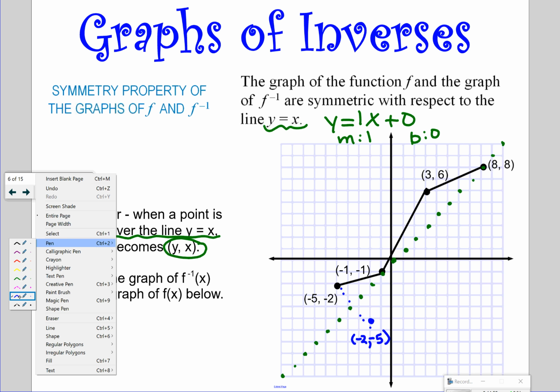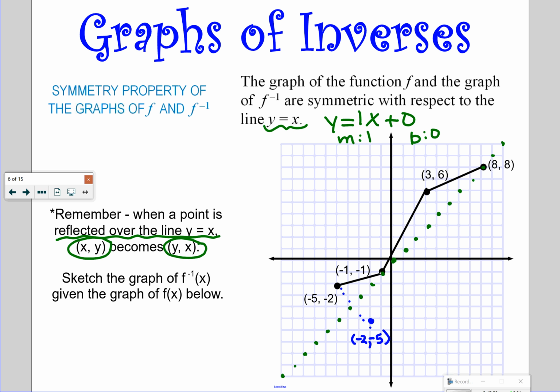The next point is -1, -1. Well, if I flip the coordinates, -1, -1, it actually stays -1, -1. And you can see why it would remain the same. If I reflect over this line y equals x, and I'm on that line, so it's not moving at all. The same thing's going to happen with 8, 8. We're on that line y equals x, so that point will remain the same. Finally, 3, 6 will become the point 6, 3. 6, 1, 2, 3. There we go.